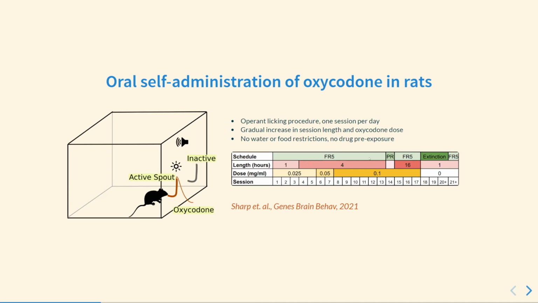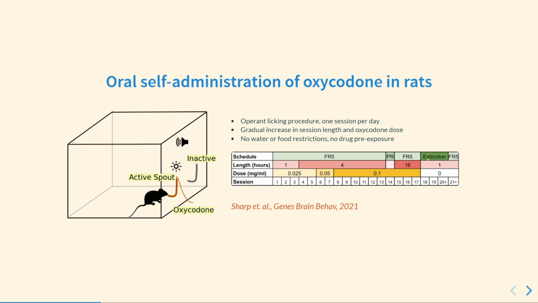And then we change the reinforcement schedule from fixed ratio 5 to something called progressive ratio. This is a test of motivation. And then we extend the session from 4 hours to 16 hours. So these rats will have a longer access period to the drug, where some of these rats escalate their use with the increased availability of the drug. Other strains, they don't. So there is the genetic variability that we are very interested in.